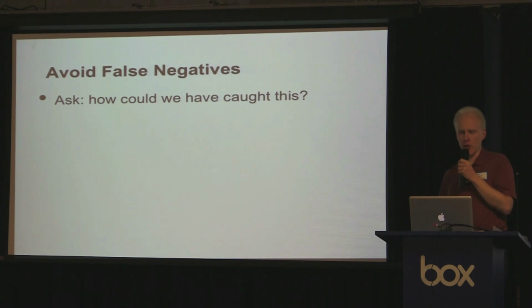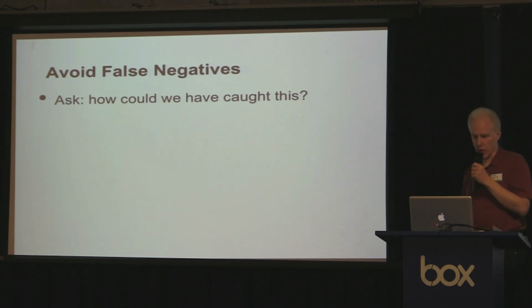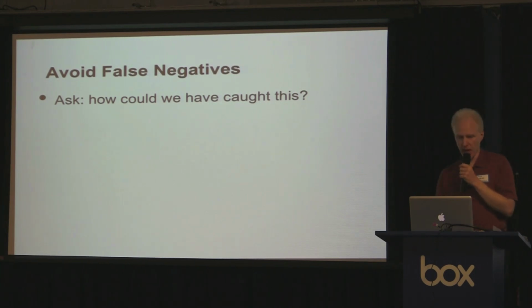A pretty obvious thing is you want to avoid false negatives. So that's when you have a problem and it slips past your alerts. The QA analogy is pretty clear here. If a bug slips past your testing, you add a test case. If an outage slips past your alerts, you're going to add a new alert.